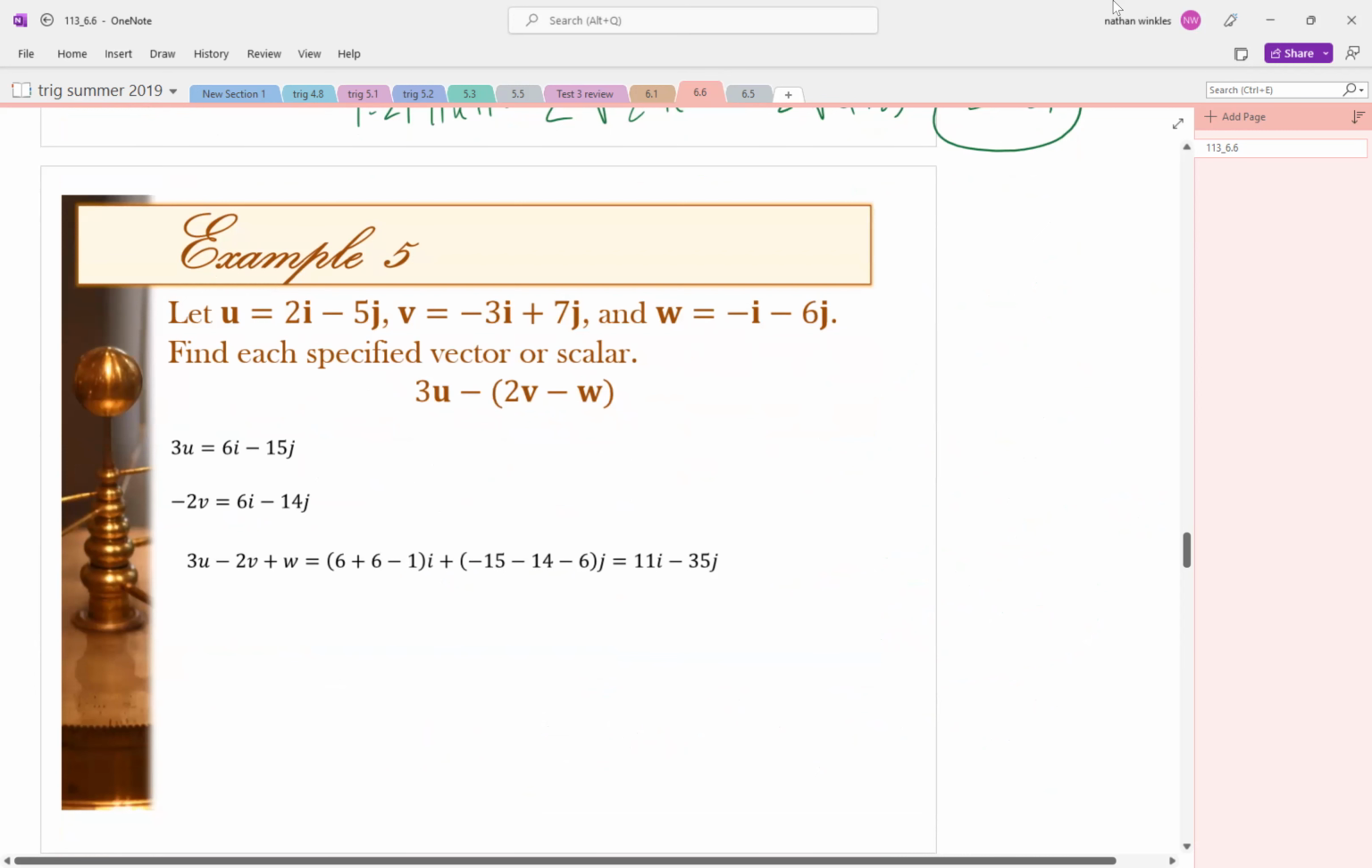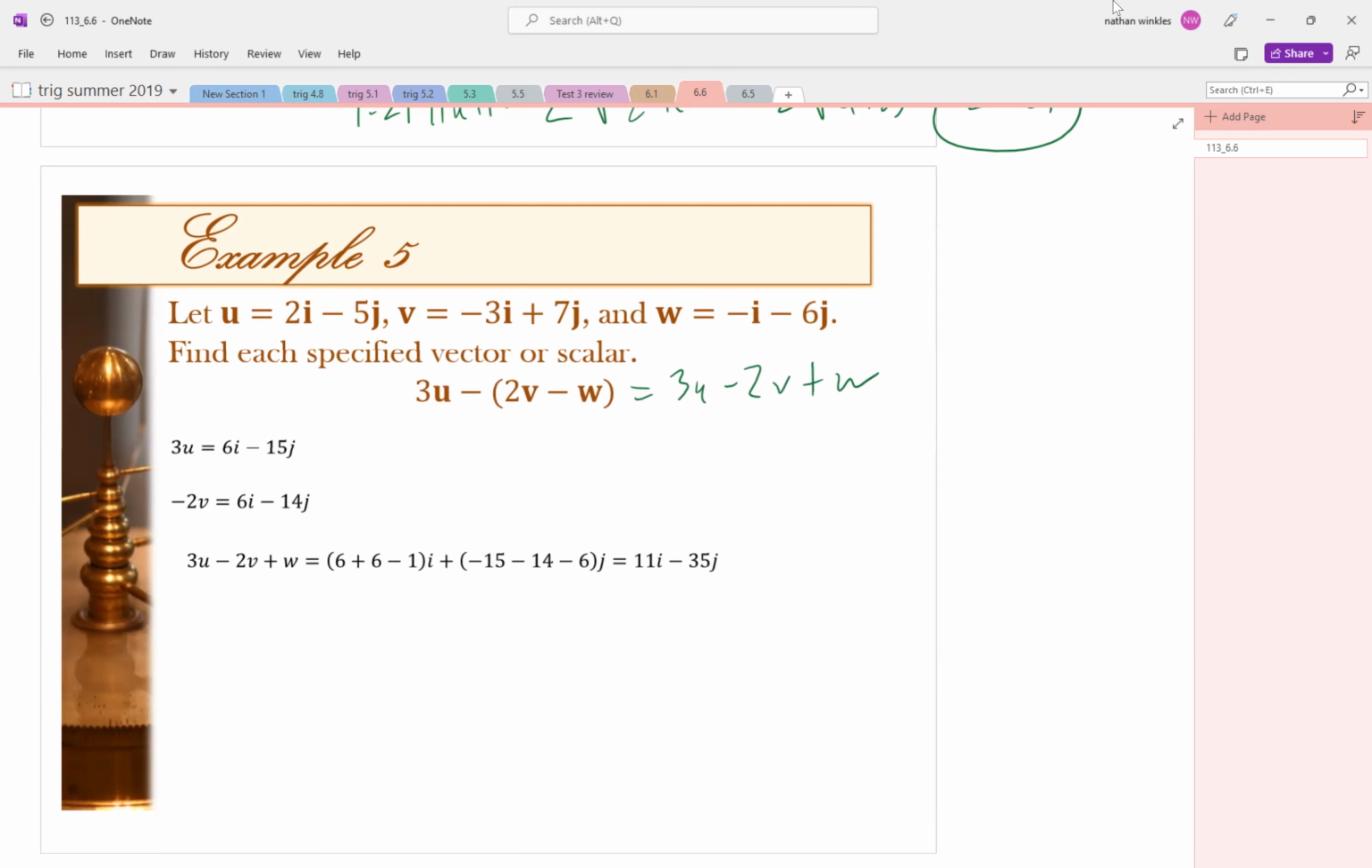So on this one, we're told u equals the same u from above, just this time we want to find 3u minus 2v minus w. So what I did here first is I made this 3u minus 2v plus w. Then we found 3 times u, so we got 6i minus 15j. Minus 2v gave me the 6i and then the minus 14j. So these were the two vectors I needed to find because they had scalars in front of them.